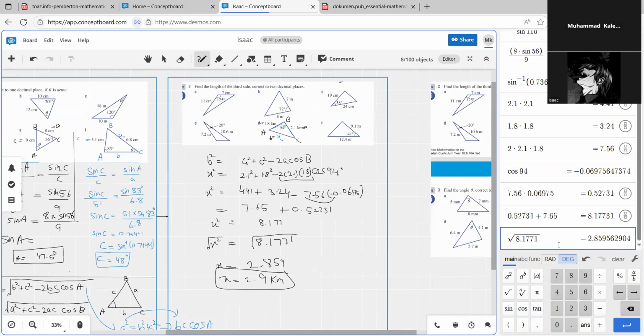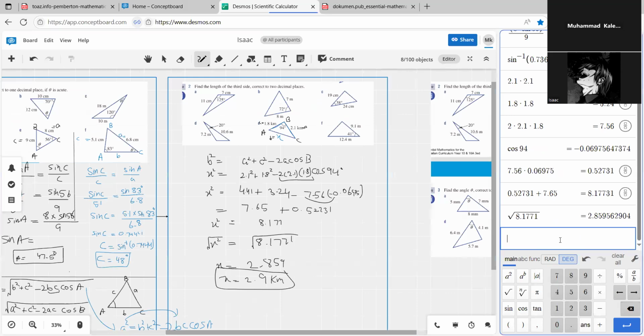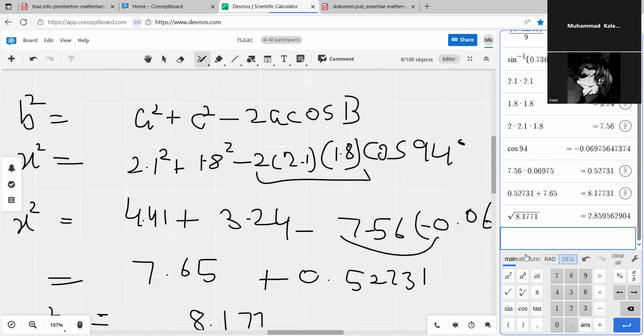And if you have the ability to write all these things directly in the calculator, you can solve it that way. But make sure that you do not make any mistake. Okay, look, why does the cos 94 turn into a minus? Why does 94 turn into negative?